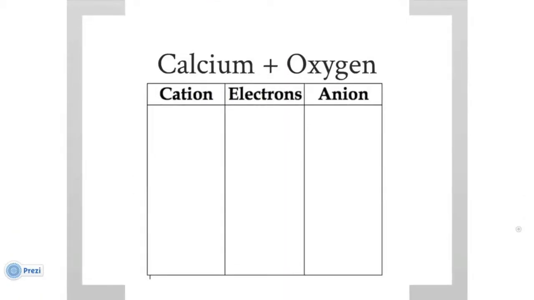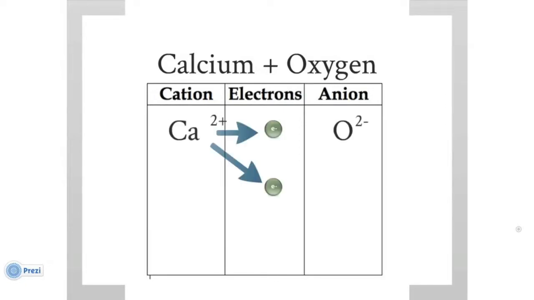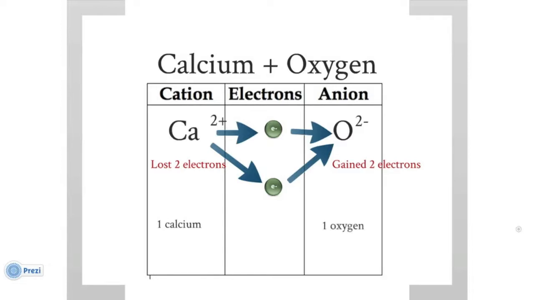Calcium and oxygen. So we have calcium as a cation, oxygen as the anion. Now calcium has a charge of 2+ because it lost 2 electrons. Now those 2 electrons are going to be gained by the oxygen anion, which is negatively charged. We have one calcium, we have one oxygen, giving us a chemical formula of CaO, calcium oxide.